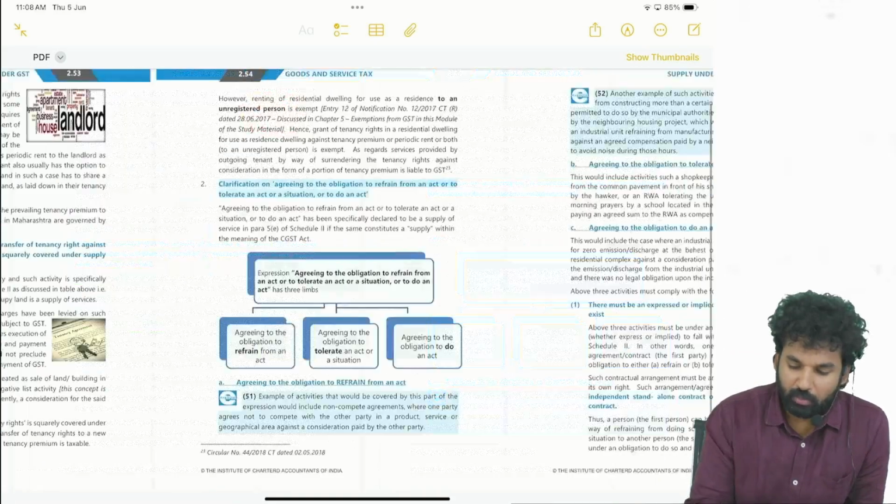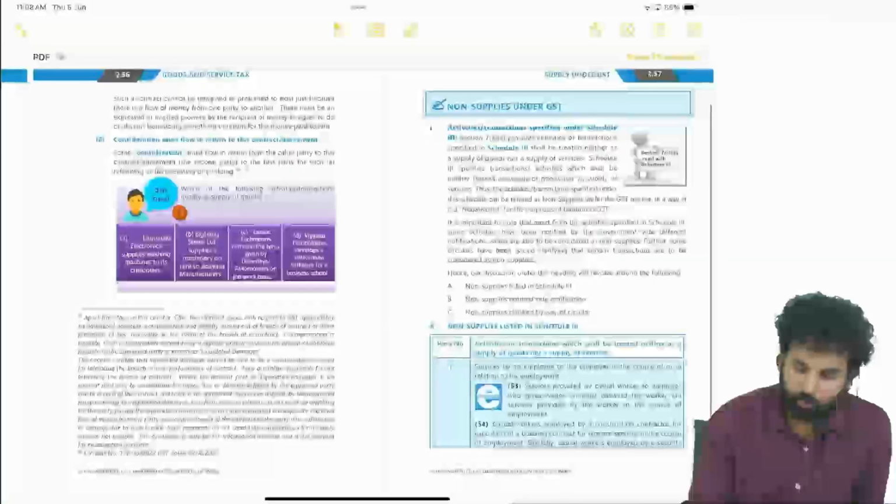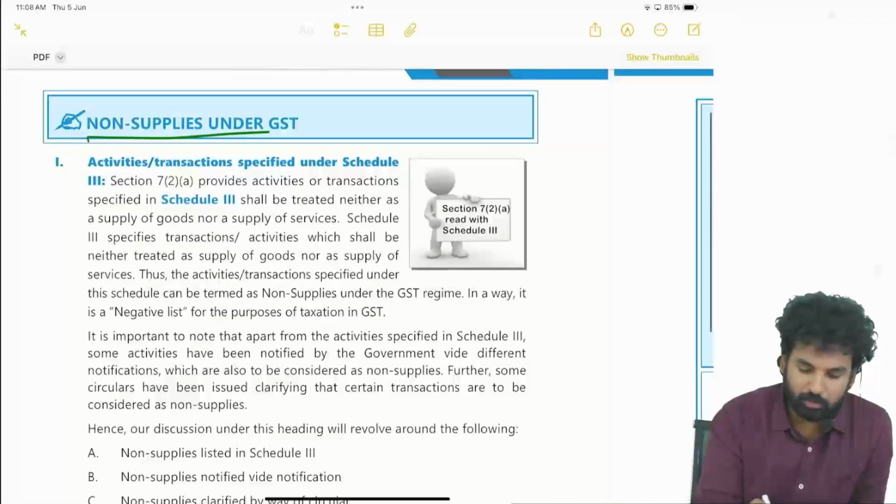Now we shall be moving to schedule 3. So non-supplies, schedule 3.